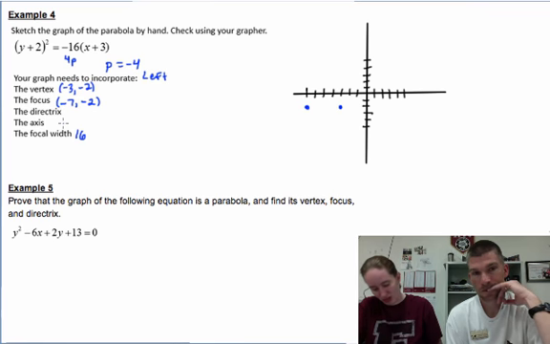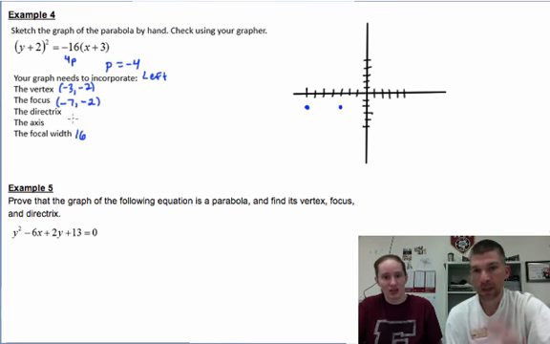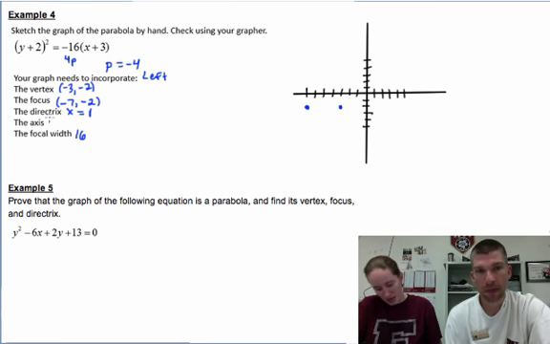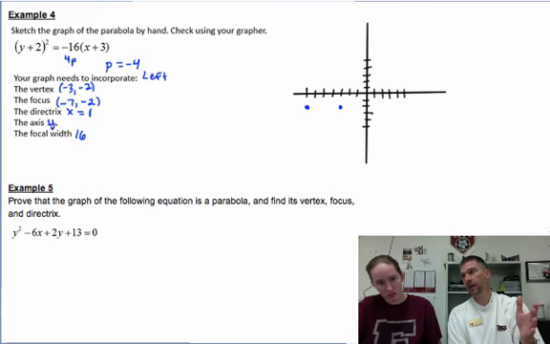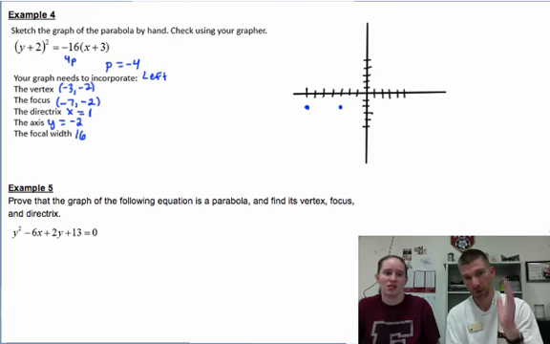The directrix, on the other hand, should be a vertical line that's on the other side, the exact same units away. Since it's vertical, it's x minus h equals p, so it should be x equals 1. Because we have -3 plus 4, that's 1. And then the axis is actually going to be the y coordinate in this case, because that's what splits the parabola into exactly symmetrical halves.